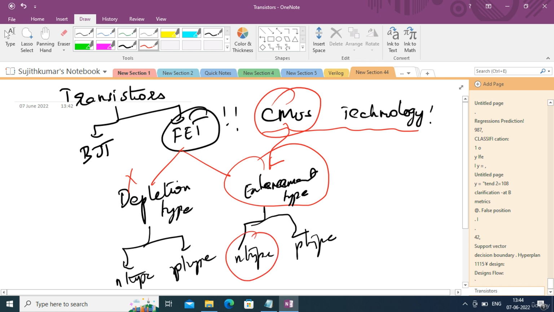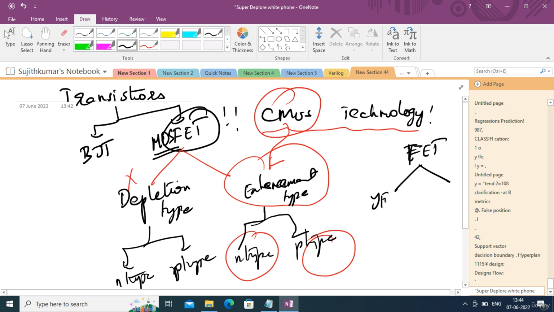And we have N type enhancement type transistors and P type enhancement type transistors, and we will call this MOSFET. The classification goes like this: there is something called field effect transistors, which can be divided into JFET, MOSFET, and MESFET.